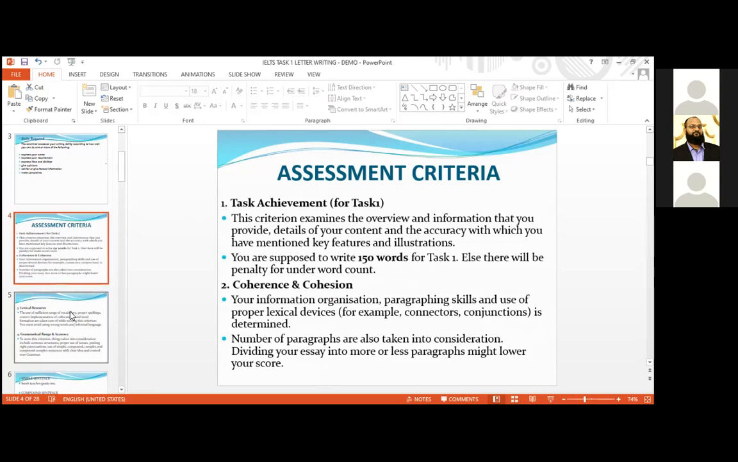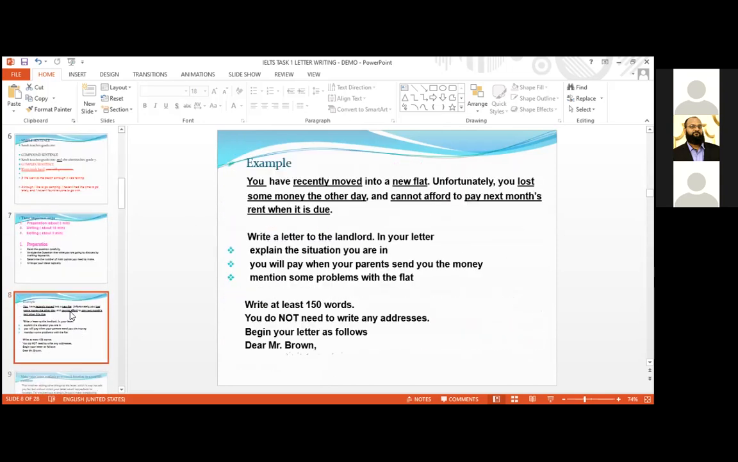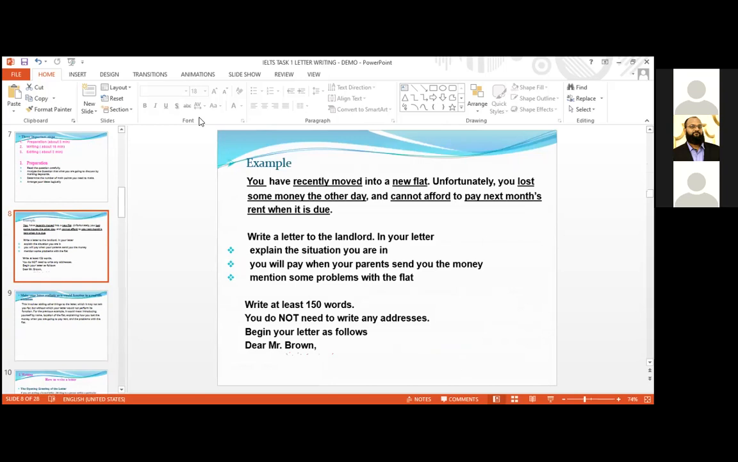Okay, let me share one example so you can easily understand. We have one situation here. It's a semi-formal letter. You have recently moved into a new flat. Unfortunately, you lost some money the other day and cannot afford to pay next month's rent when it is due. Okay? In this situation, you need to write a letter to the landlord.